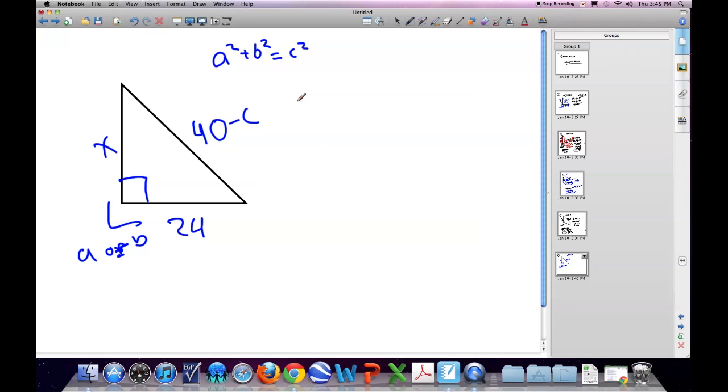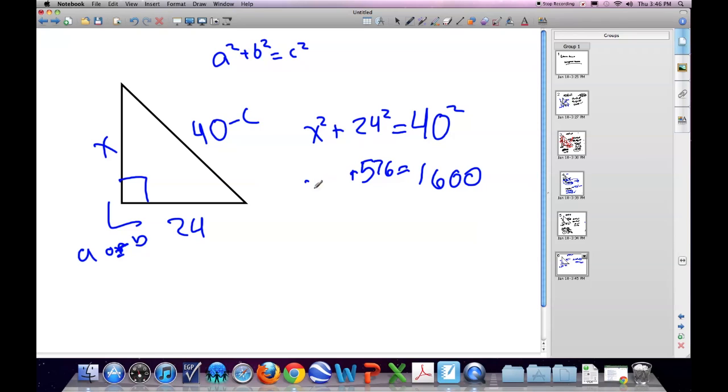So let's plug in the numbers. I'll use x as a. So x will now be a. So it's x squared plus 24 squared equals 40 squared. And what you're going to do is figure out these squares, which I believe here was 576, and 40 would be 1,600 plus x squared.